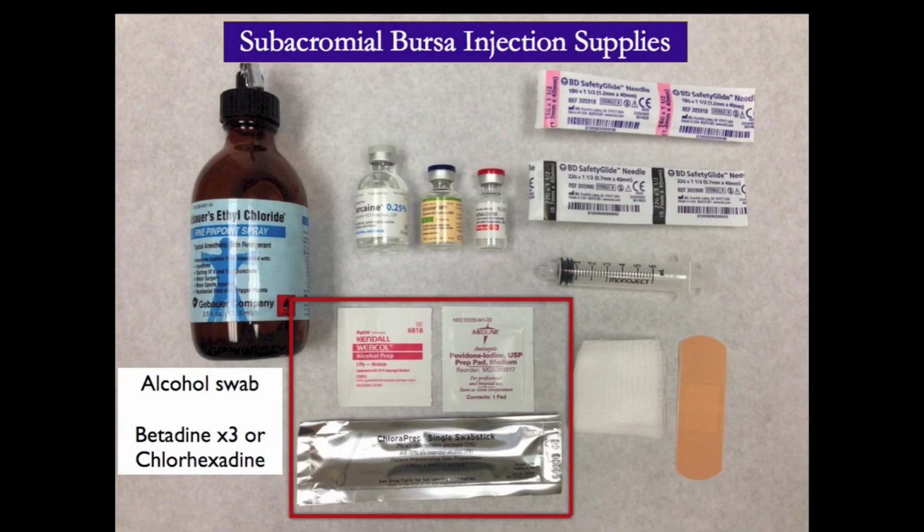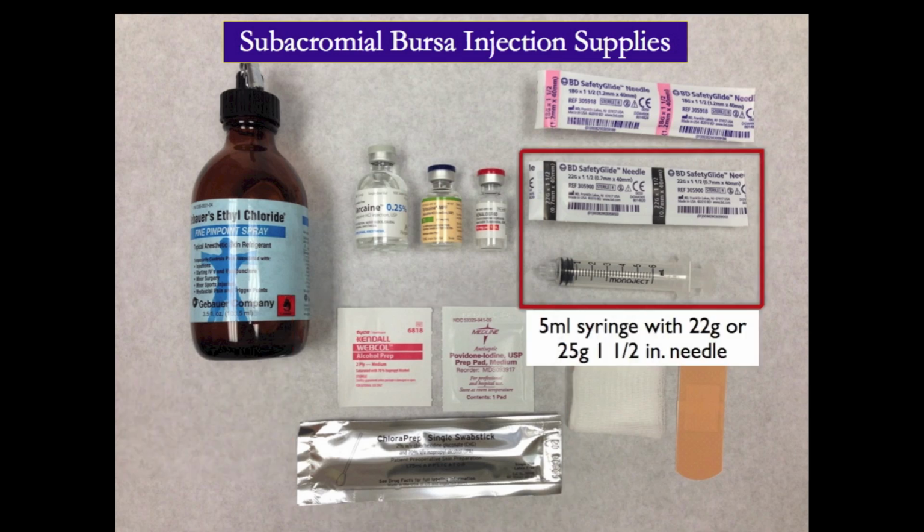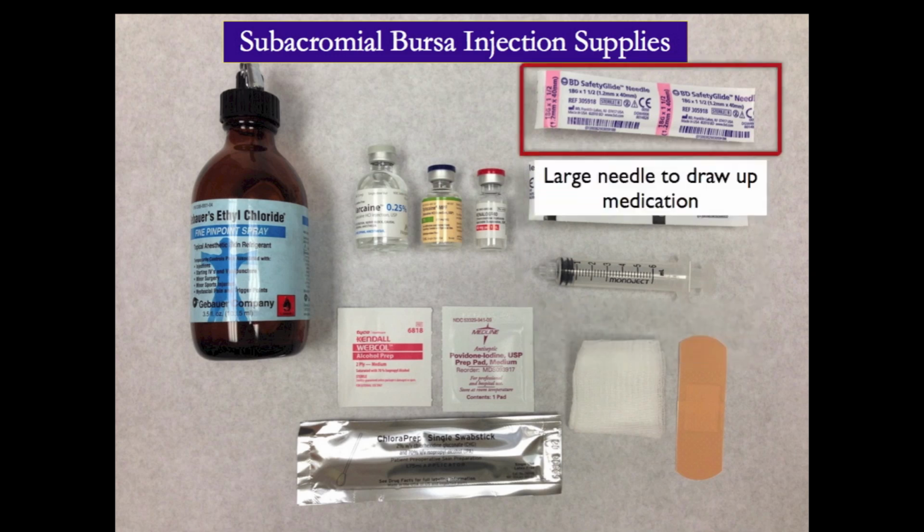To inject the subacromial bursa, you will need the standard injection supplies. This includes alcohol swabs and betadine or chlorhexidine to disinfect the skin. A 5 or 6 cc syringe with a 22 or 25 gauge 1.5 inch needle is used for the injection. An 18 gauge needle can be used to draw up the medication.